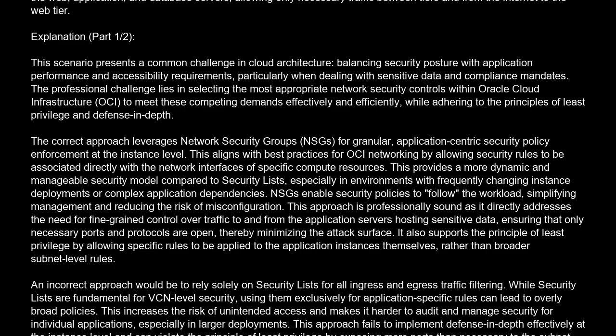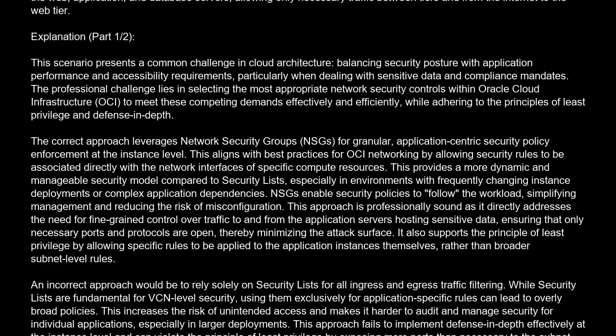This approach is professionally sound, as it directly addresses the need for fine-grained control over traffic to and from the application servers hosting sensitive data, ensuring that only necessary ports and protocols are open, thereby minimizing the attack surface. It also supports the principle of least privilege by allowing specific rules to be applied to the application instances themselves, rather than broader subnet-level rules.